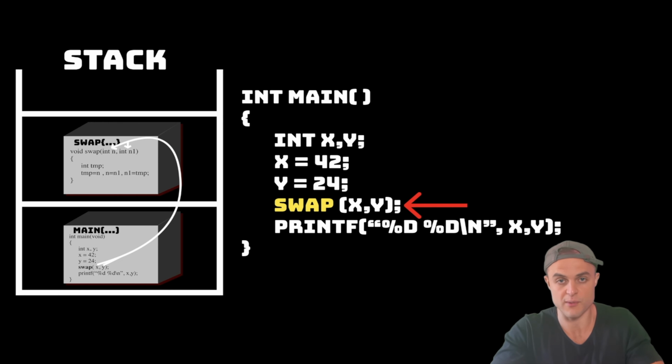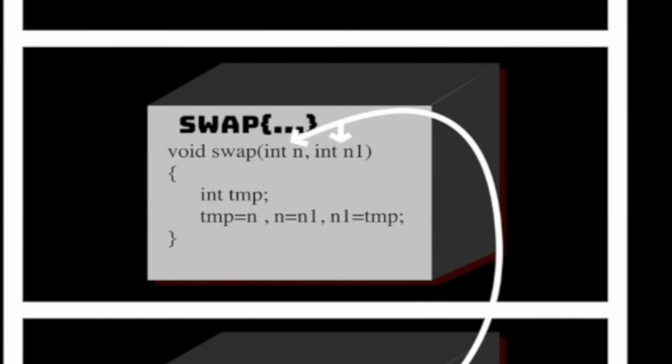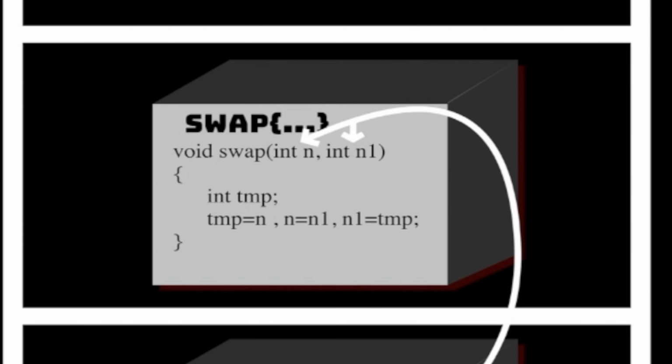I don't see all the variables which are inside main. I don't see anything else but the swap function. Inside the swap, I have my variables n and n1, and then I do my magic. I just do my swap of the variables. As you can see here, I use the comma operator. I will explain later what is going on, but for now it is not the point.